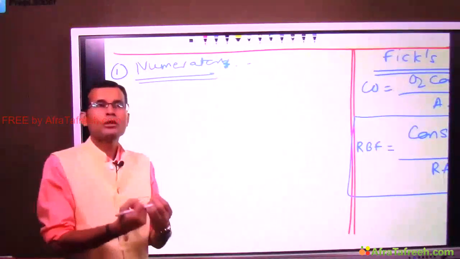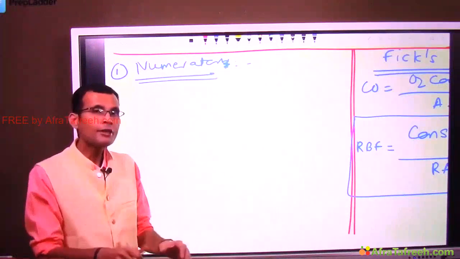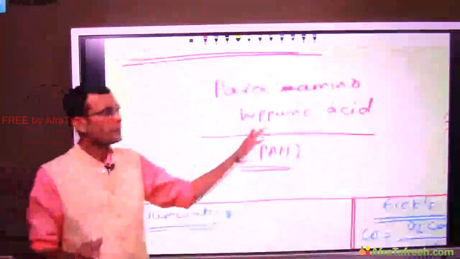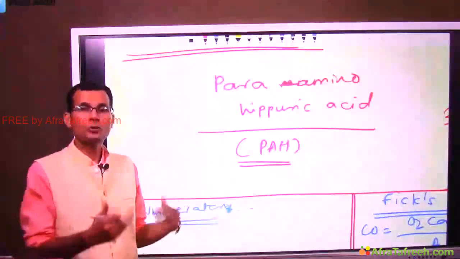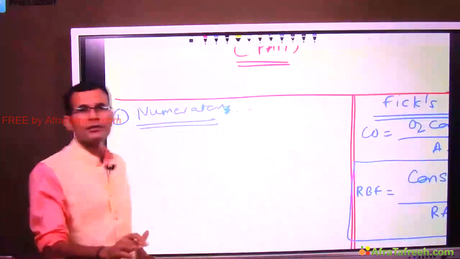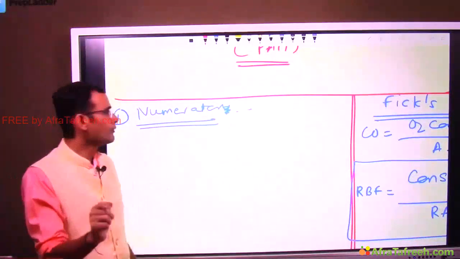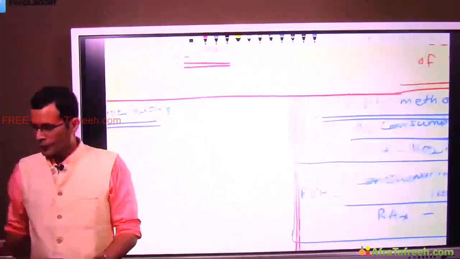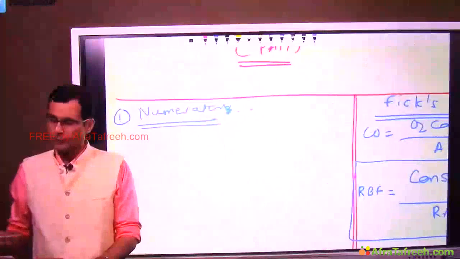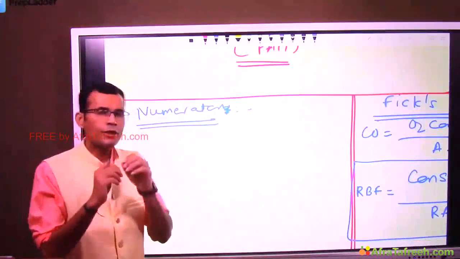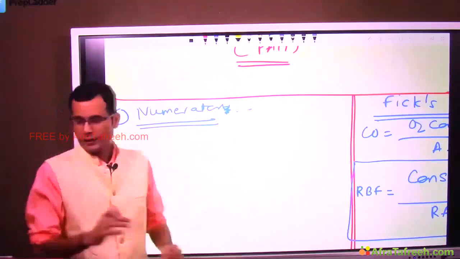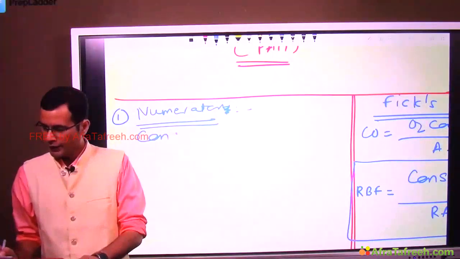Look, I am trying to tell you the criteria why we use PAH. Why is PAH the chosen one to measure the renal blood flow? We are trying to see what the criteria for that are. So let's first see those three things. The numerator is what? Consumption of X by the kidney per unit time. Now, we want such a substance that is consumed by the kidney entirely.